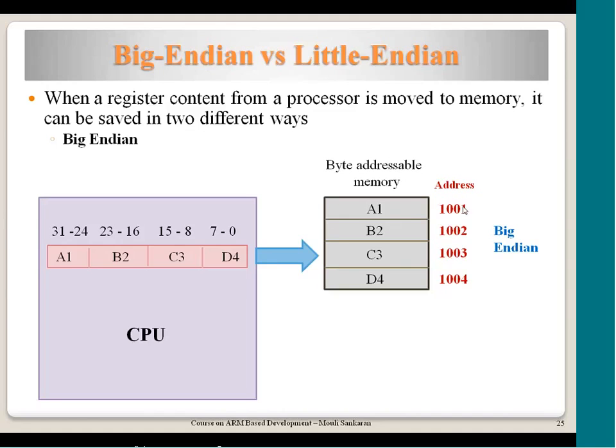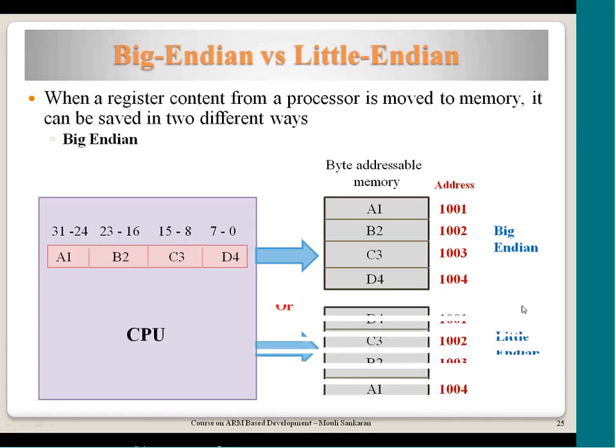So assume that the address is at 1000, and then 1 and 2 are the other addresses. Then the MSB part of the register is stored in the first location, and as the addresses increase, the other bytes are stored. Now, this is one way of storing it. This is called the Big-Endian model.